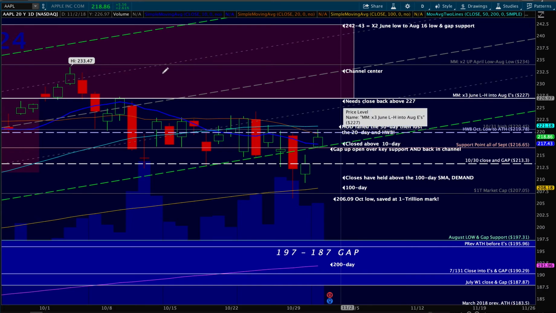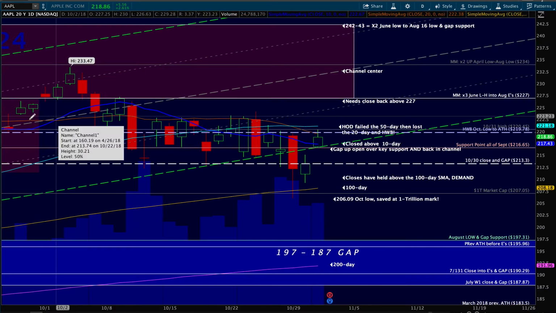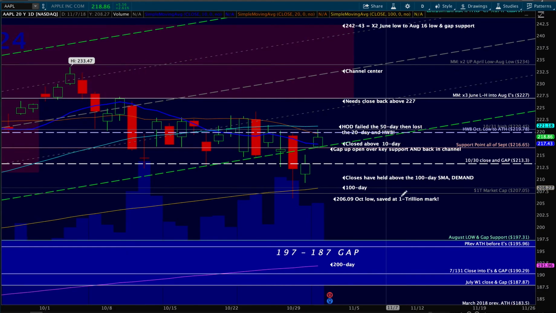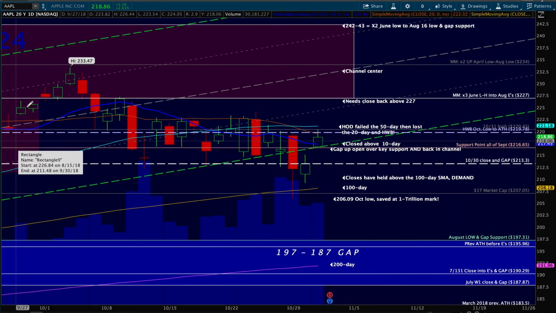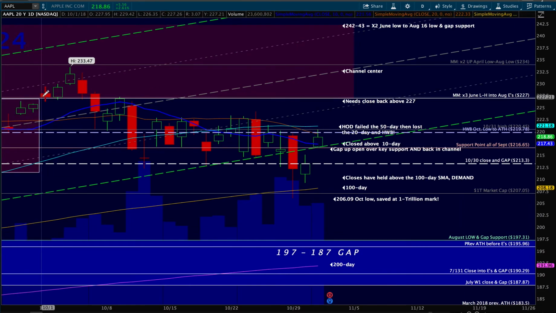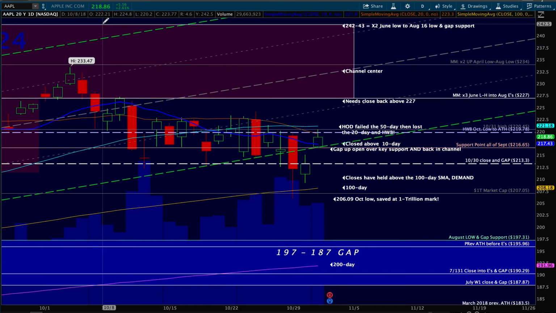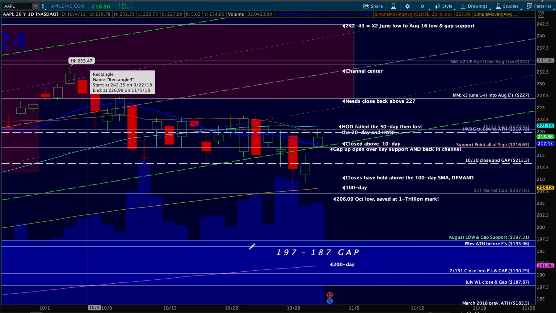This 227 mark is sort of like one of the stair-step blocks that I've been using to do these measured move pricing targets. And 227 was one that it met back here at the end of September, and then it peeked its head up into the next block that would take it up to 242, from 227 to 242. It only made a high of 233 before selling off.